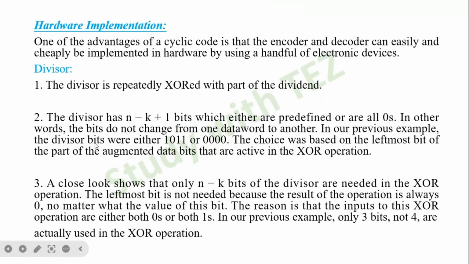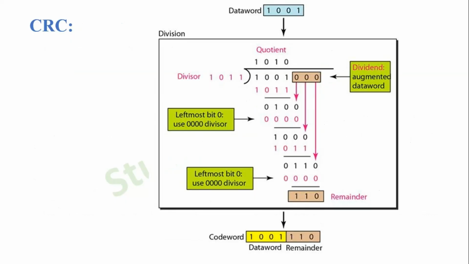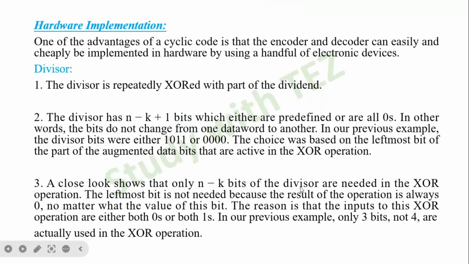In other words, bits do not change from one data word to another. See here, it is either this, again the same, or zeros only. No other data word is used. So from data word to data word, it will not change. In the previous example, the divisor bits were either this or this. The choice was based on the leftmost bit. As I said, if it is 1, it will be the divisor itself. If it is 0, then it is all zeros.